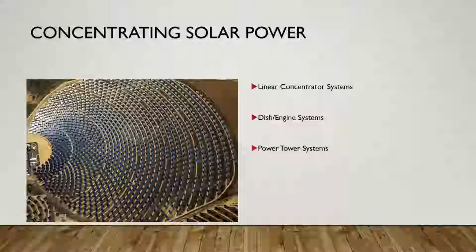Concentrating solar power is designed for a larger power output. There are three main types: linear concentrator systems, dish engine systems, and power tower systems.